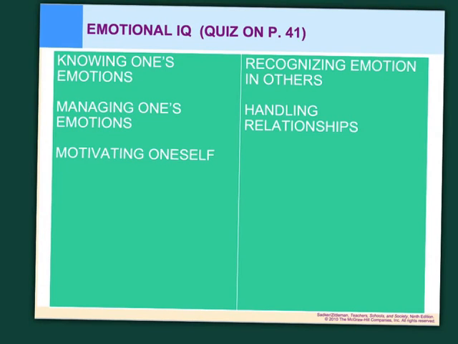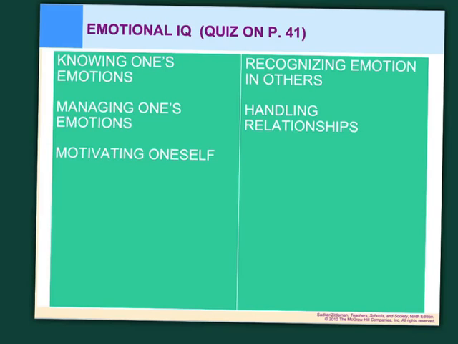Okay. And so then in your text on page 41, there's a quiz on emotional IQ. Sorry, let me get to the page here so I can actually look at it, because I ended up closing the book. I didn't mean to. So what's your EQ? There are 5 questions there about knowing one's emotions, managing one's emotions, motivating oneself, recognizing emotions in others, and handling a relationship. I took the quiz, and I got a 16, and that's a B.